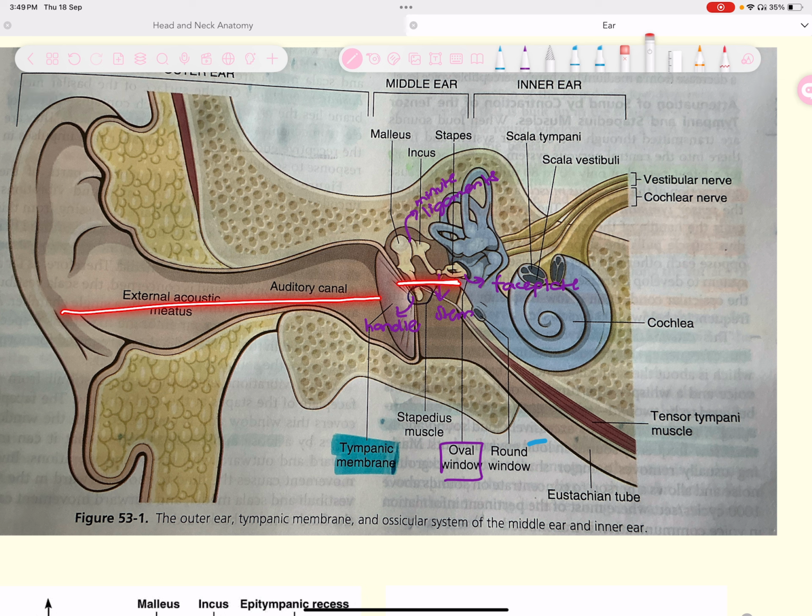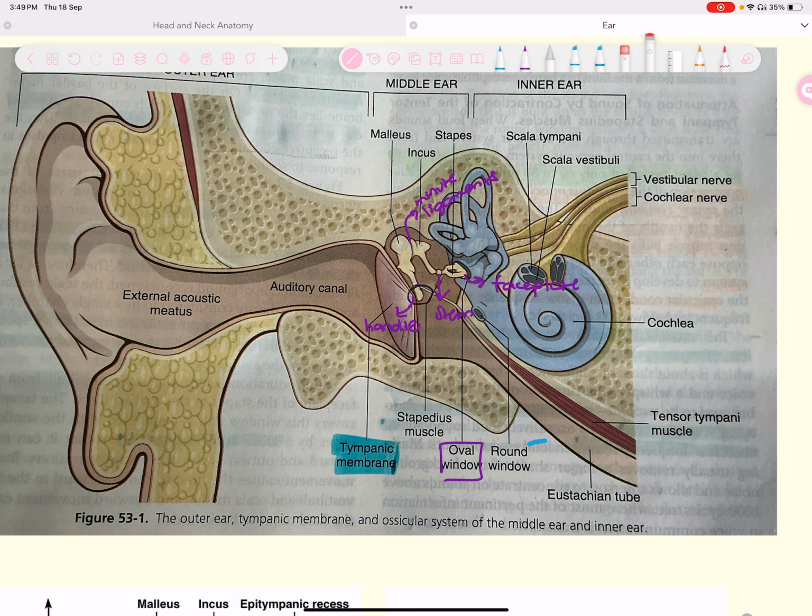This is the external ear, this is the middle ear, that's the inner ear. And this is the tympanic membrane, which is also known as the eardrum. We very commonly do say eardrum, but we never knew that it was called the tympanic membrane in anatomical language.